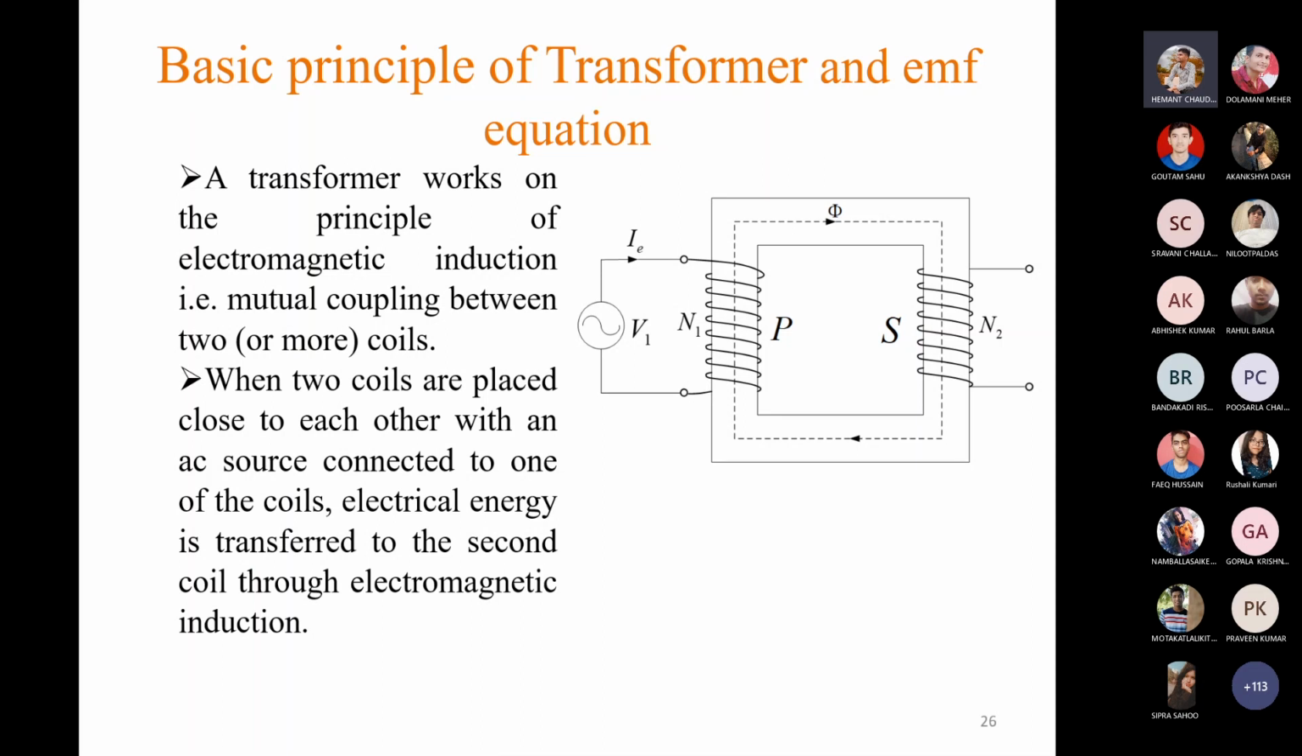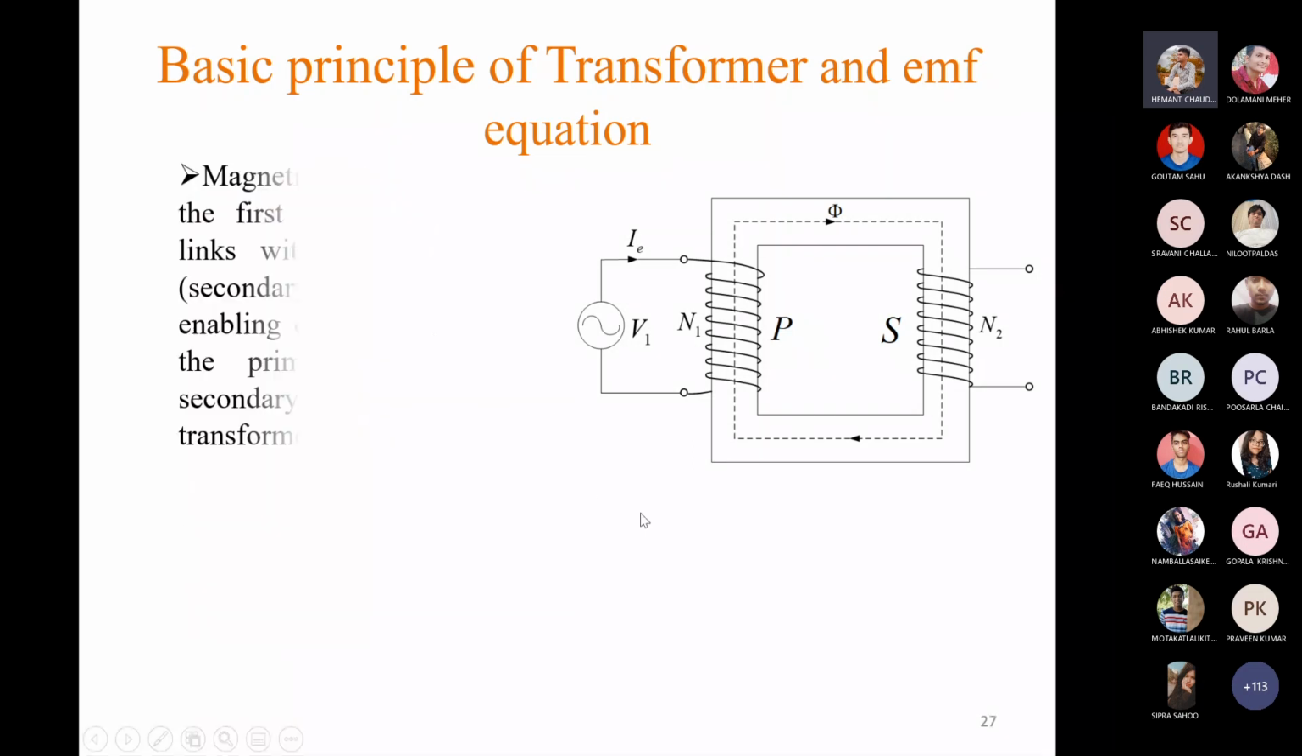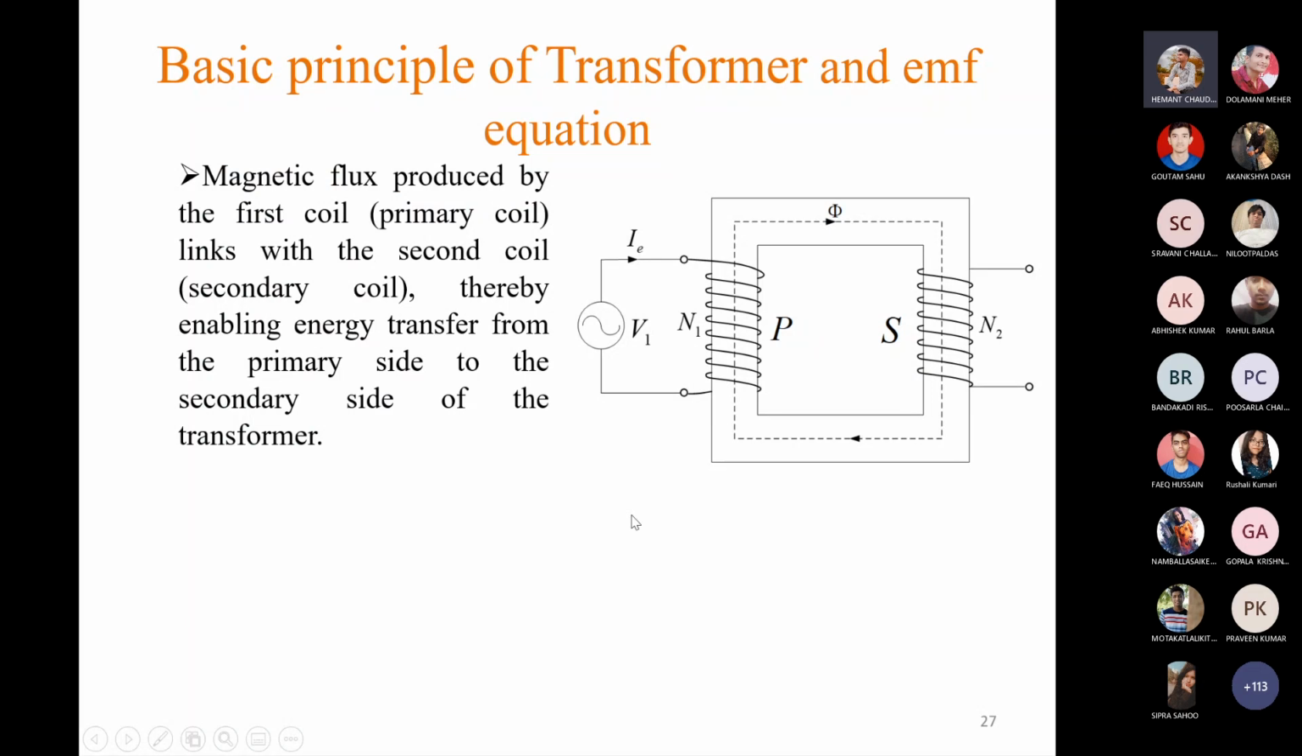In a single word, we can say that electrical energy is transferred from the winding which is connected with this supply to the other winding by electromagnetic induction. But how this energy transfer occurs, that we have to understand. So first of all, consider this schematic diagram here.